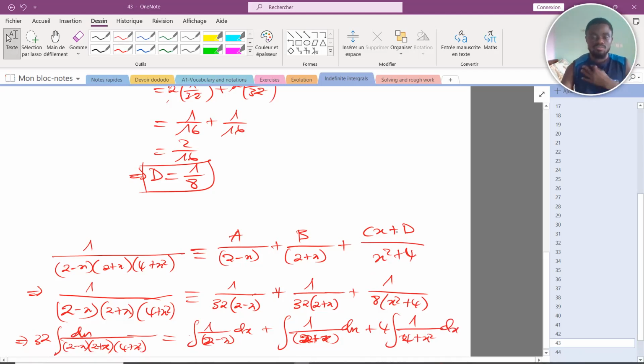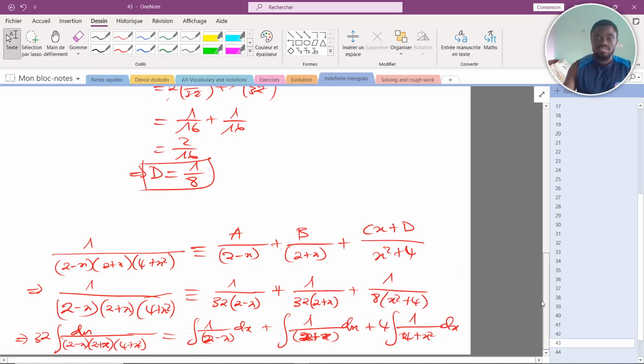Okay, very good. Now you see that things are already very simple to integrate. To integrate this is very simple. This is a linear function.